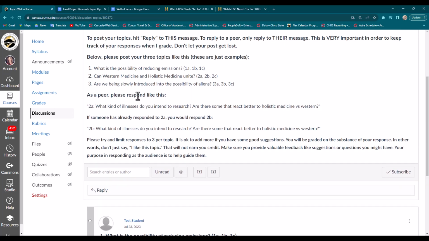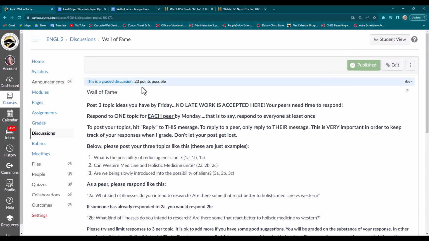Again, all you need to do is for each peer, you respond to one topic. Each peer, all you have to do is one topic. And yes, you will be responding to all of your peers. That's why it's very important that you turn your work in by Friday. All right, check the dates. Make sure you're looking at the due dates because your topic will be due on Friday, but you have to have all your responses to all of your peers by Monday.